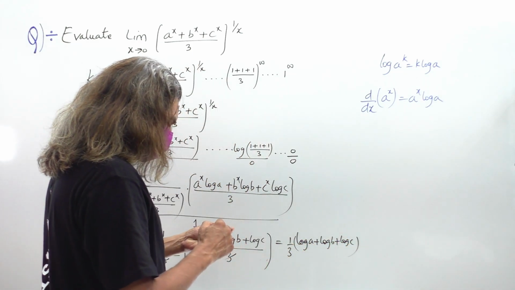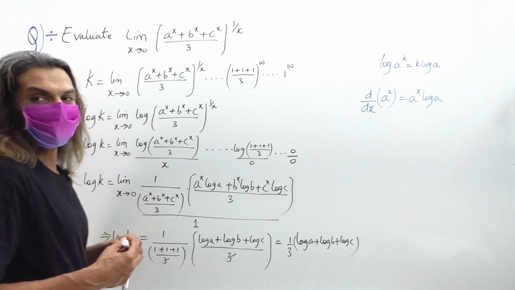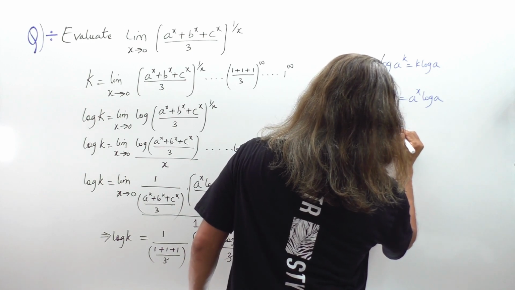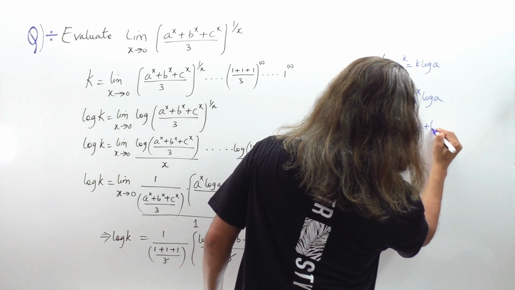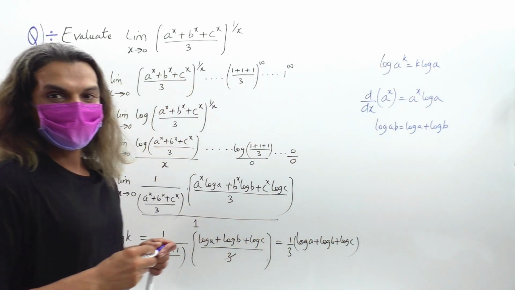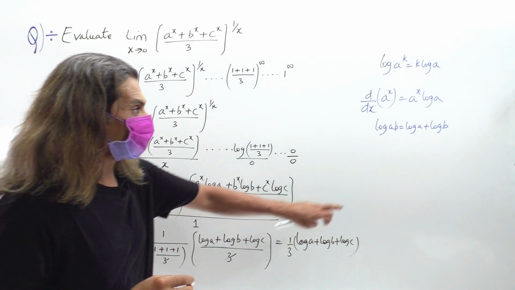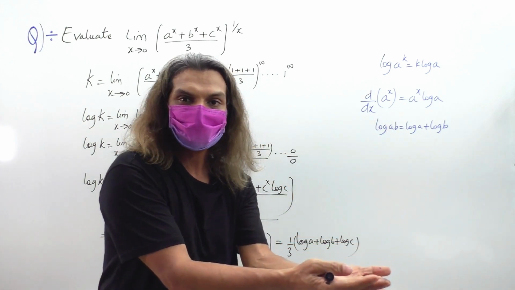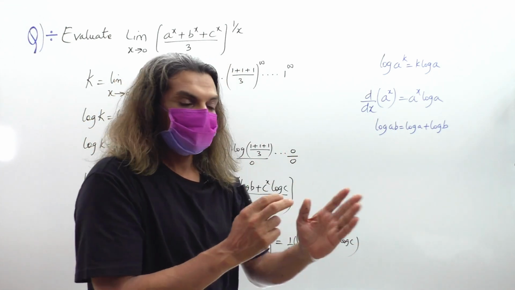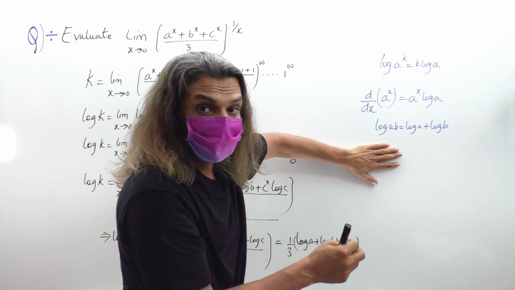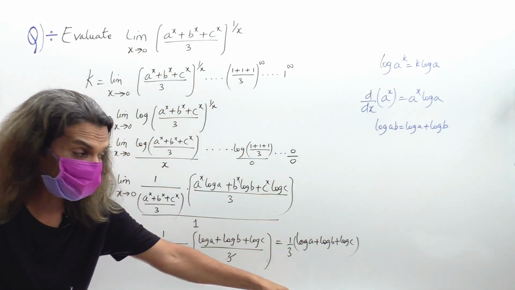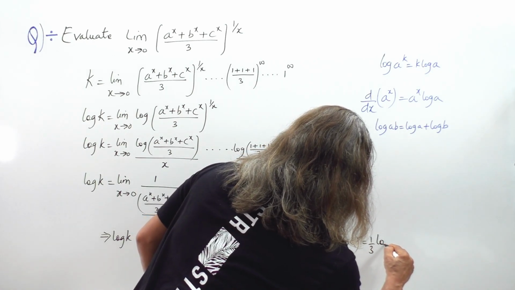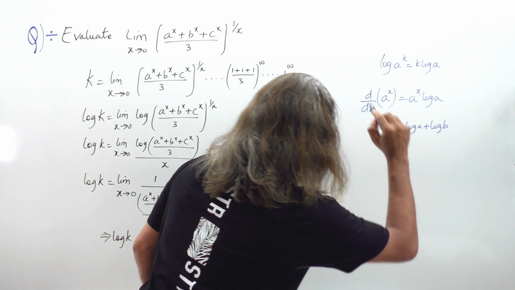Now again, you recall one more property of logarithm: log of a into b is equal to log a plus log of b. What is that? Log a into b is log a plus log b. So log a plus log b plus log c is what? Log abc. Again this will be 1 by 3 log abc.